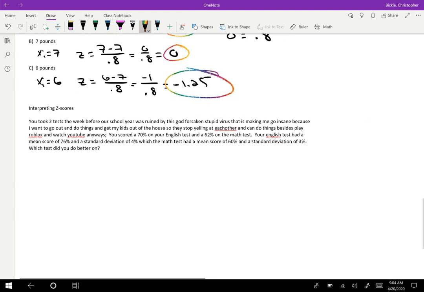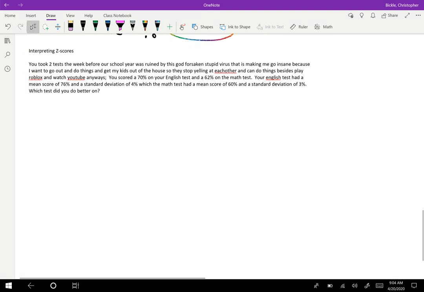Last thing, so interpreting these z-scores. We want to know what these z-scores mean, and we want to figure out what the actual use is for them.